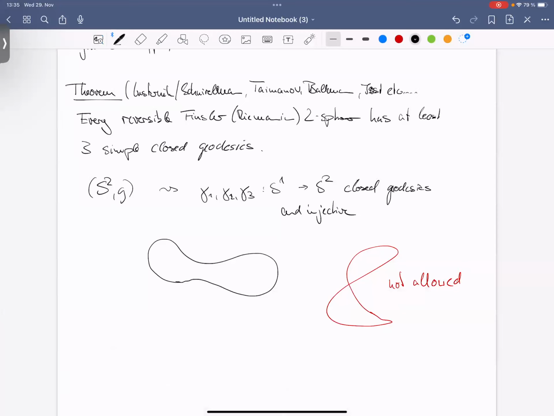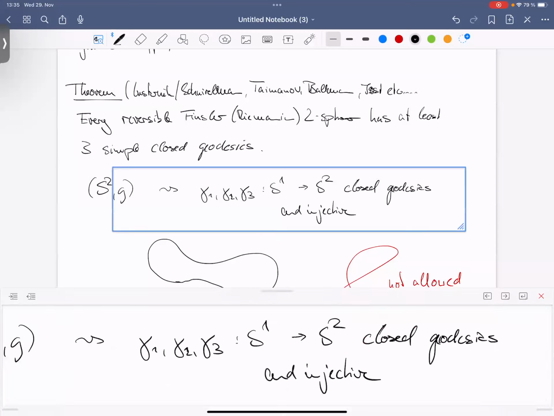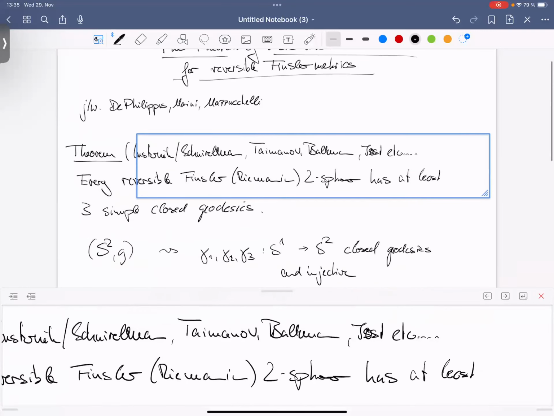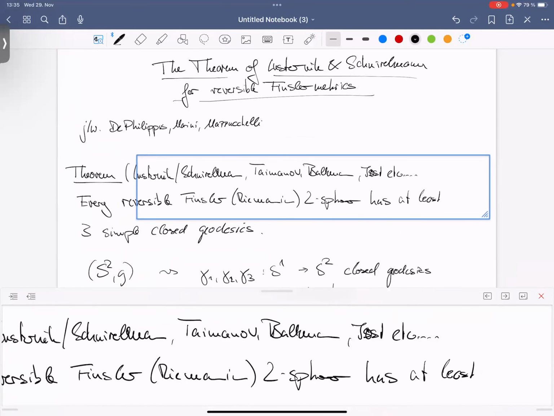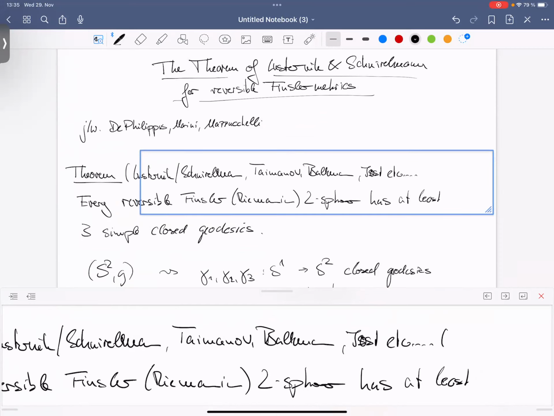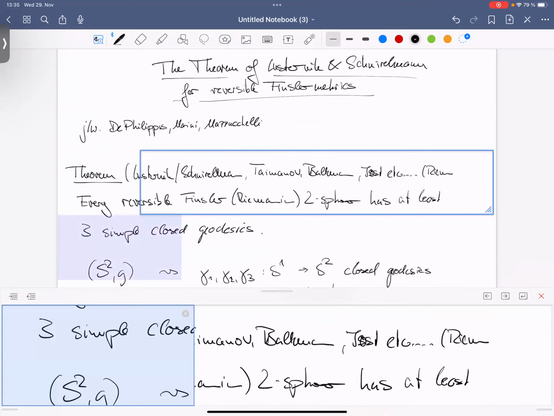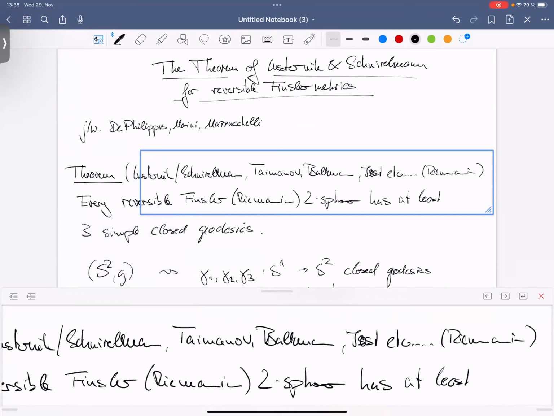There are a lot of people, and what they delivered as an attempt at the proof was never really satisfactory. When we wrote this paper, and I forgot to mention, this is joint work with Guido De Philippis, Marini, and Marco Mazzucchelli, we set out to actually write down a proper proof. And if you have a proper proof by the method I will show you, then you also have it for reversible Finsler metrics.